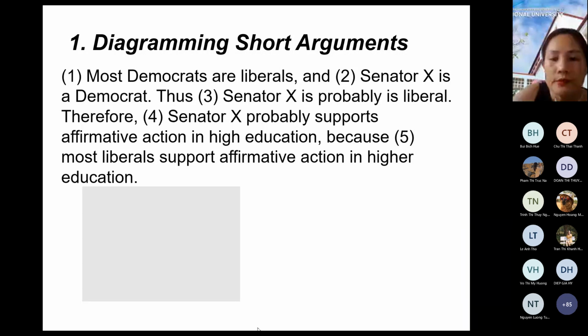Okay. So again, in this case, I already numbered the statements for you guys. So I did step number 1 and step number 2 for you guys already. You only do the last few steps to draw or to come up with the diagram.